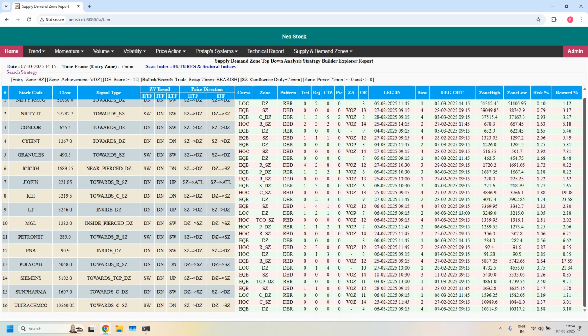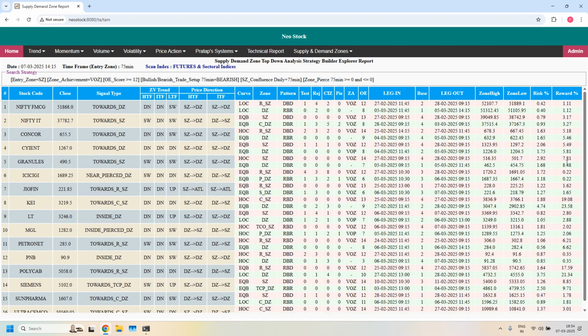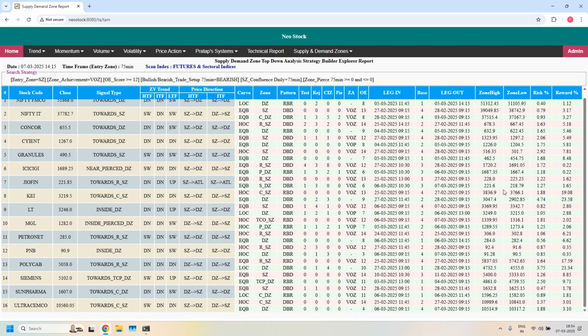Now the list has come down to 16 stocks. That means in all these 16 stocks, the 75 minute supply zones are overlapped with daily supply zone. And the daily trend is down. ITF trend is down in all these stocks, daily trend, because it is bearish trade setup. And 75 minute supply zone overlapped with daily supply zone.